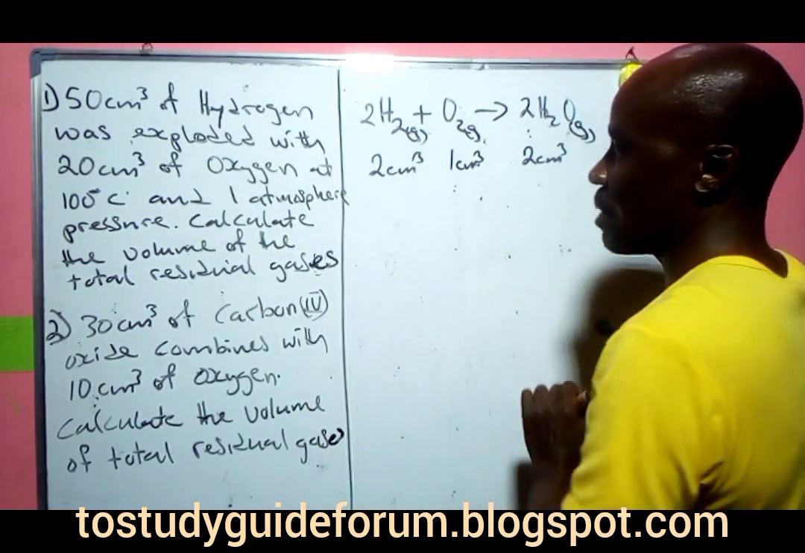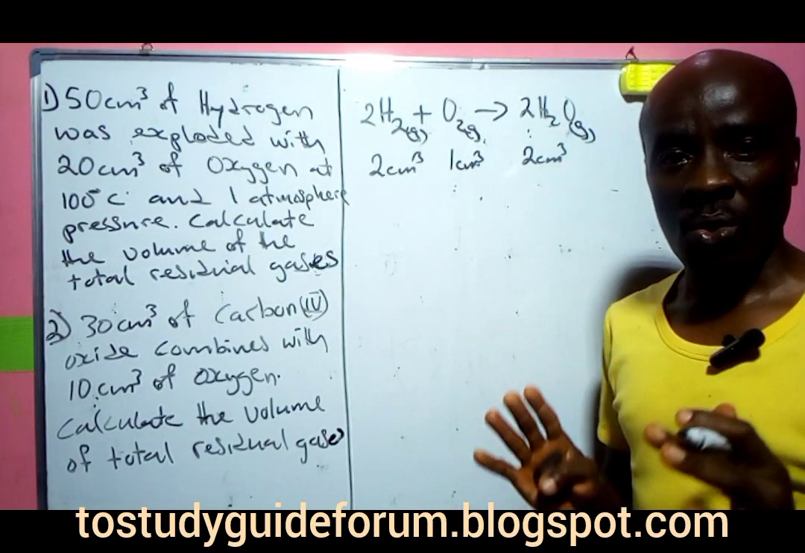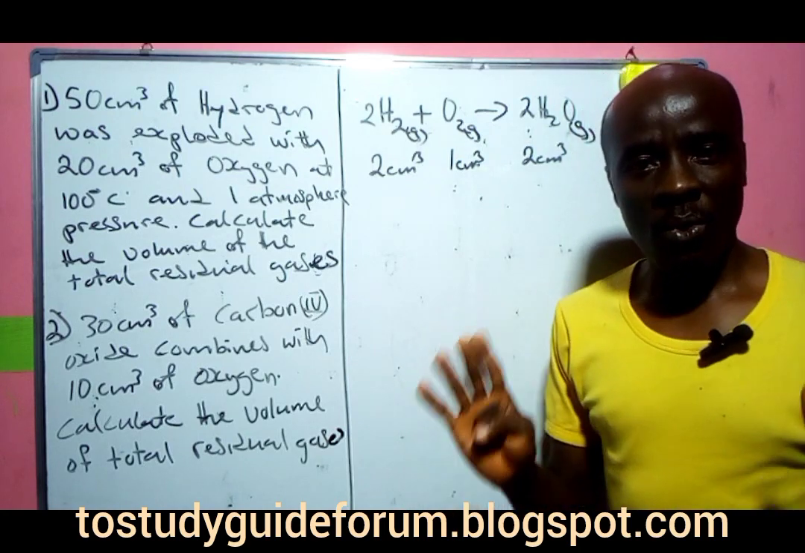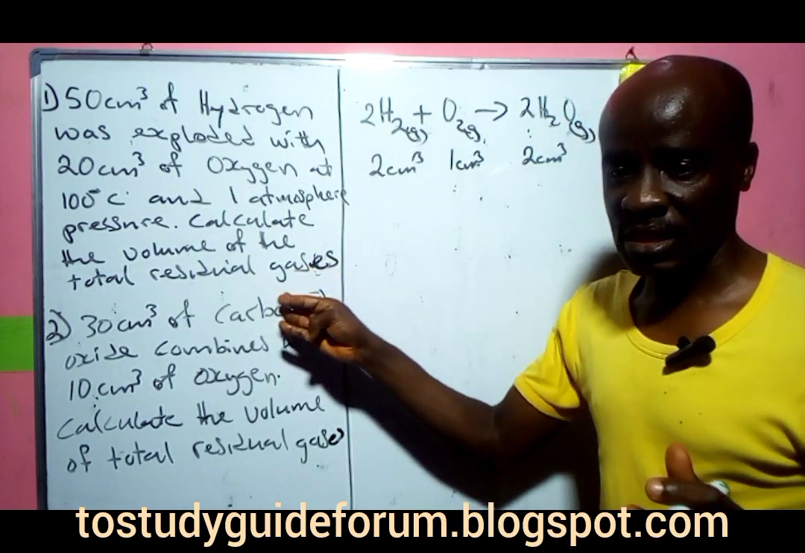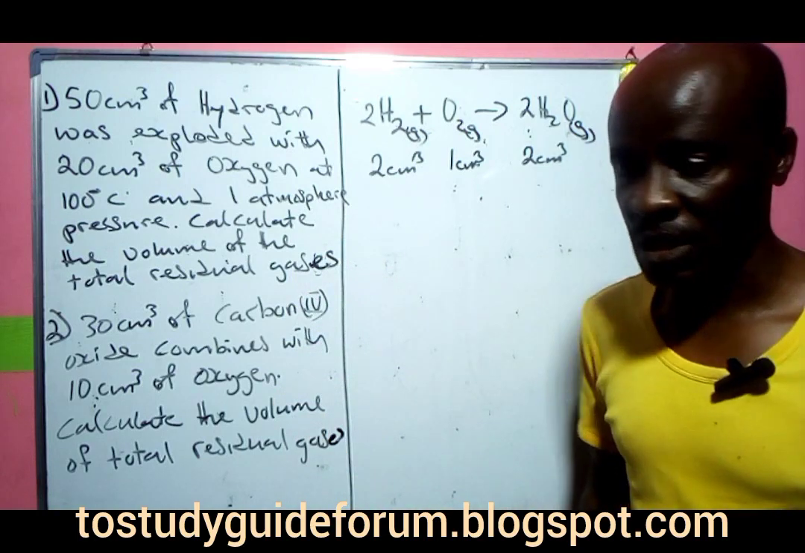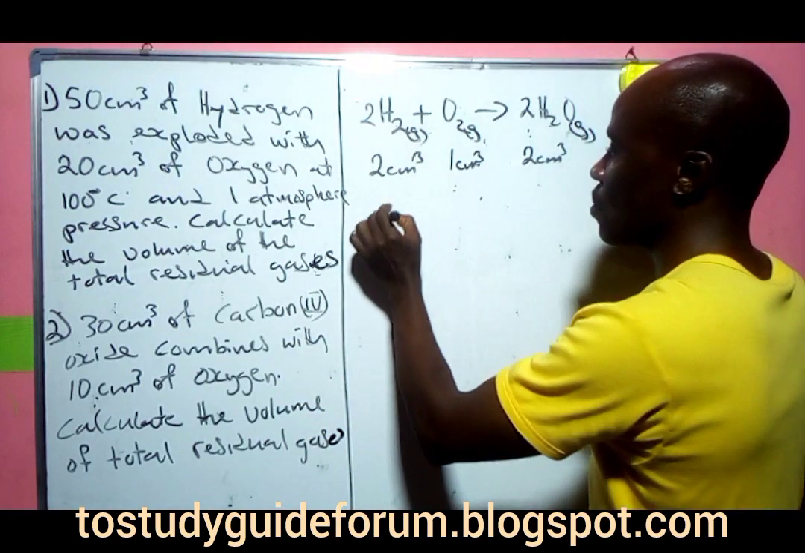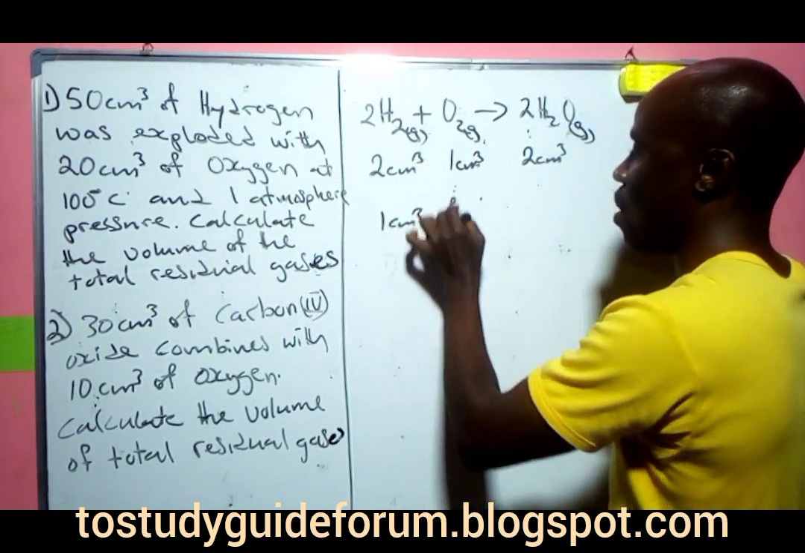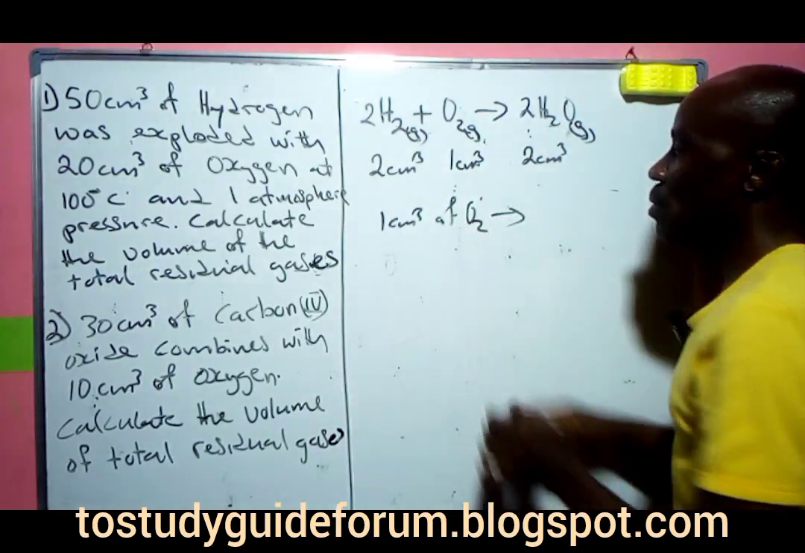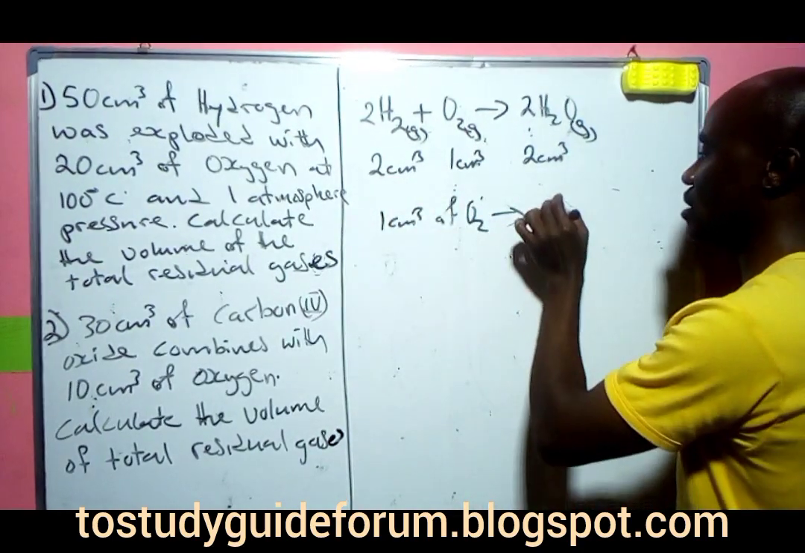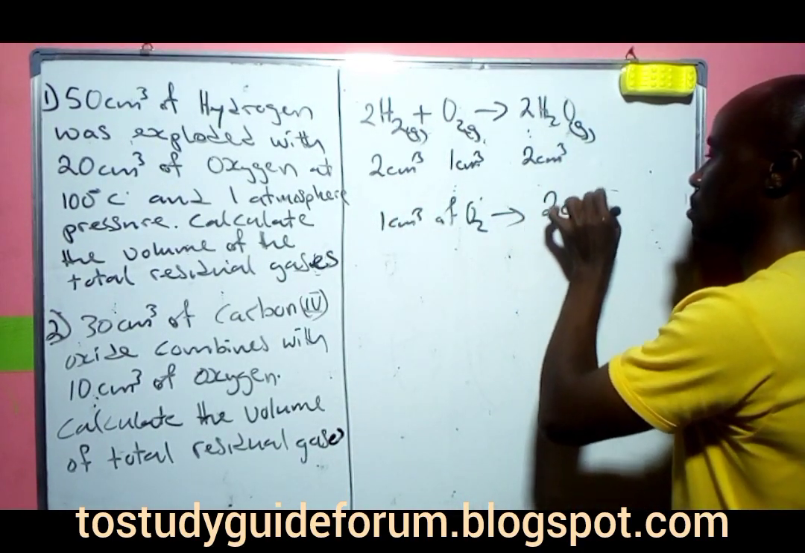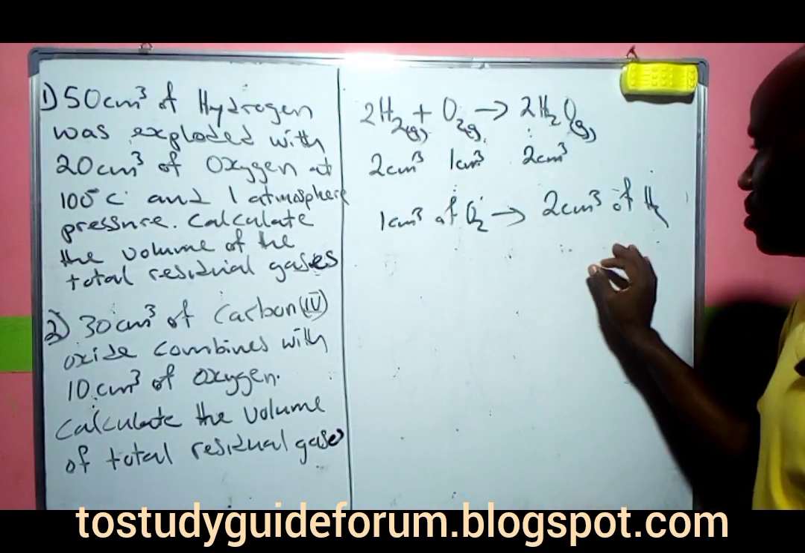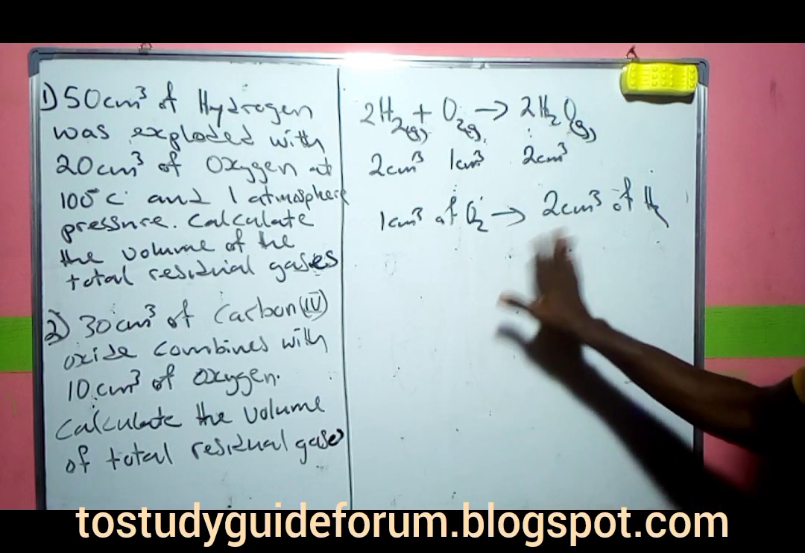So now let's go down to that. From this chemical reaction, note that we are dealing with the remaining gases, that is residual gases, after the reaction has taken place. From our balanced chemical equation, 1 cm³ of oxygen will react with 2 cm³ of hydrogen. I believe we are together in this case.